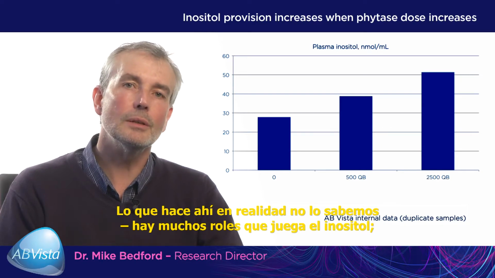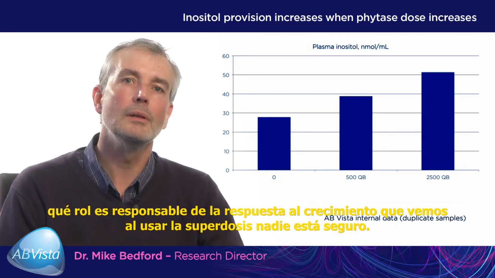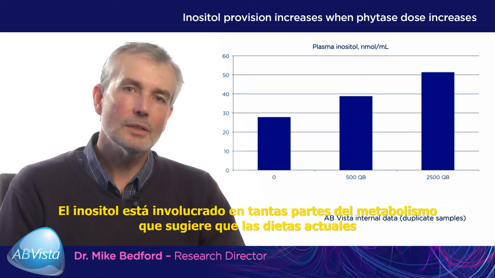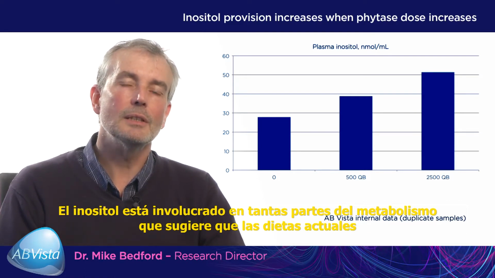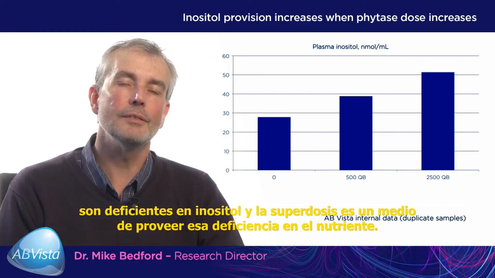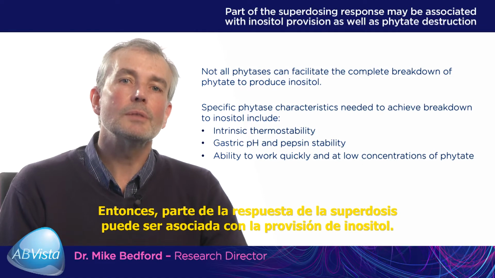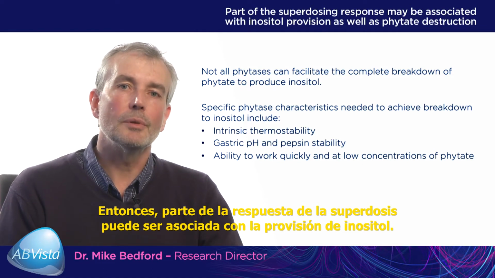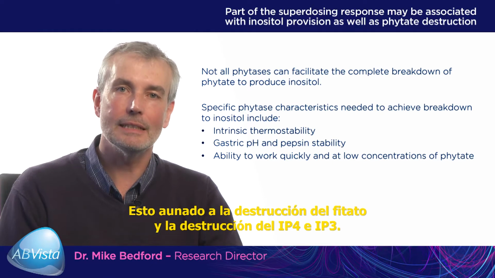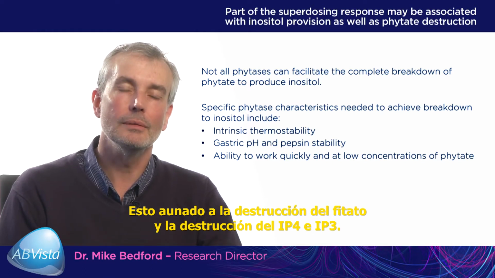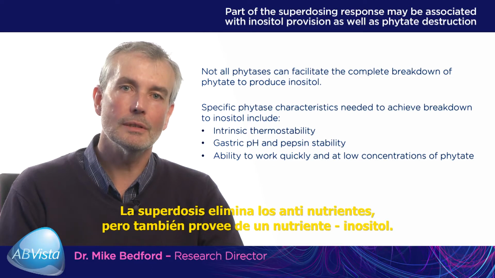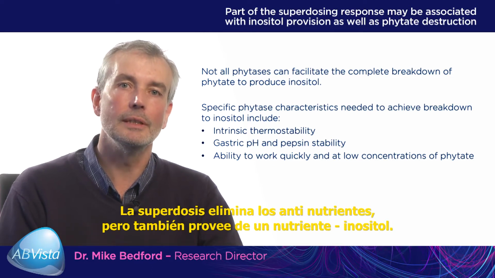What it actually does, though, we don't really know. There's many roles that inositol plays. Which role is responsible for the growth response we see when we superdose, nobody's quite sure. Inositol is involved in so many different parts of metabolism. It does suggest, however, that current diets are deficient in inositol, and superdosing is a means to actually provide that deficient nutrient. So part of the superdosing response may well be associated with inositol provision. This is in addition to phytate destruction and IP4 and IP3 destruction. So superdosing gets rid of anti-nutrients, but it also provides a nutrient, inositol.